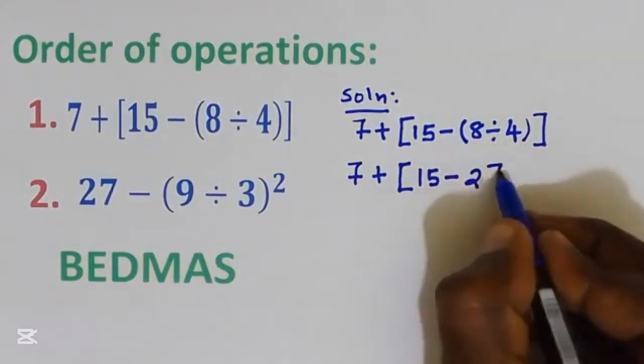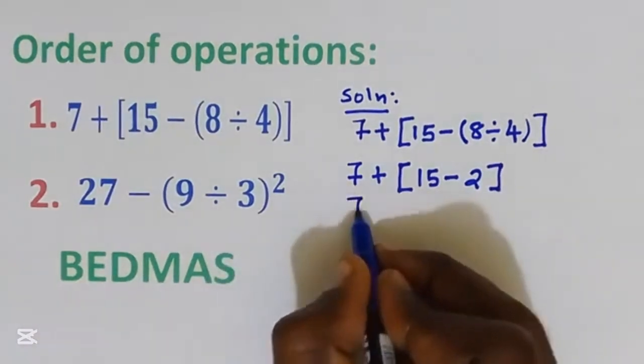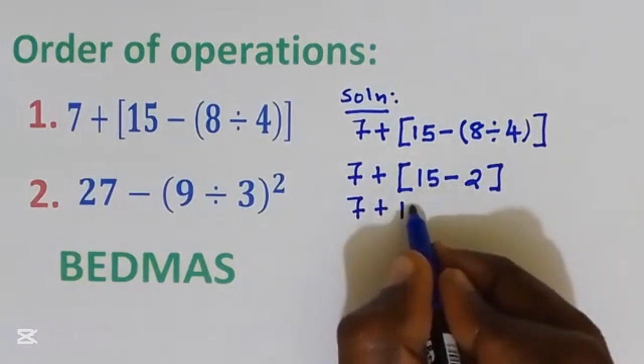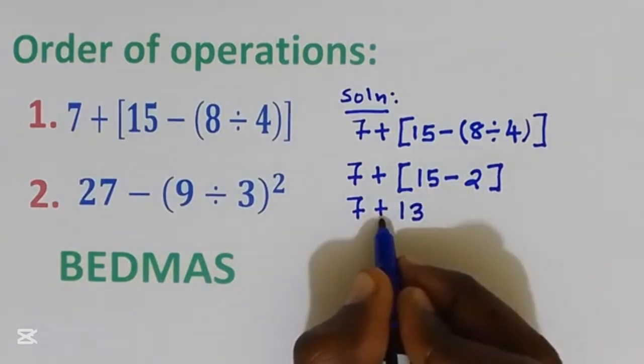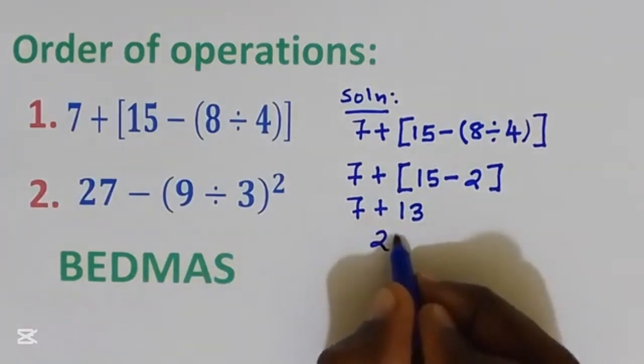So that is going to be 7 plus, in the bracket, 15 minus 8 divided by 4, we got 2. When we come back to BEDMAS again, we are going to work in the bracket. That is going to be 7 plus 15 take away 2, we got 13. At last, we are going to finish with addition. That is going to be 20.